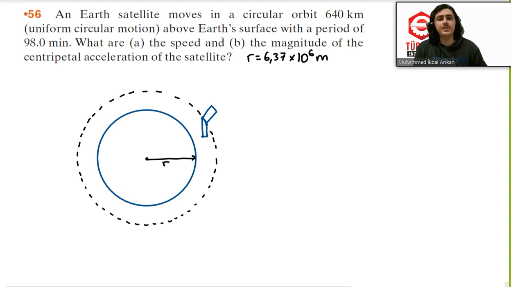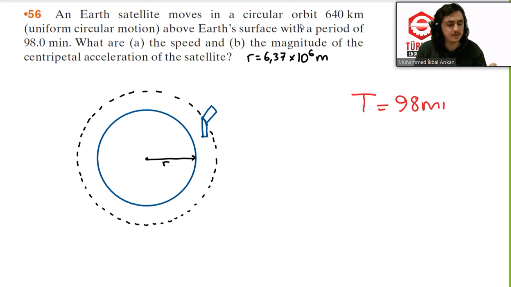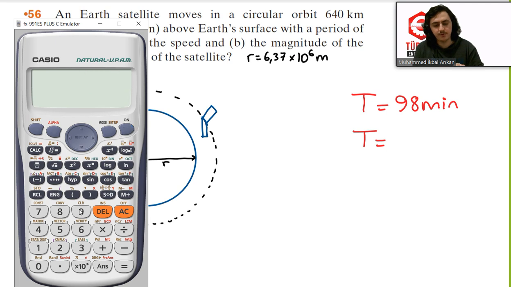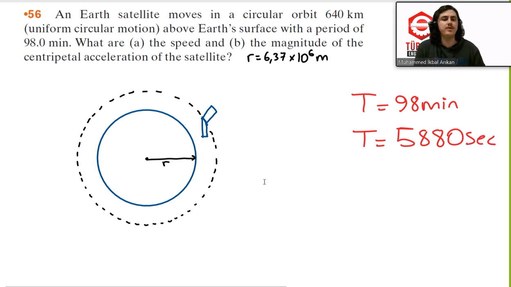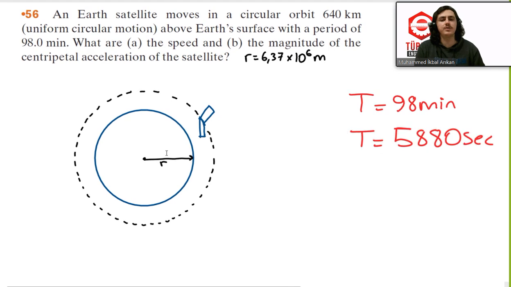Actually, it will complete a whole orbit within just 98 minutes. So I can say that our capital T, which is the time period, will be 98 minutes. Let's put our value in seconds because we will use SI units, and the SI unit is seconds. So 5,880. This is our time period. I don't know the velocity, but I know the time period, so I can calculate the velocity.